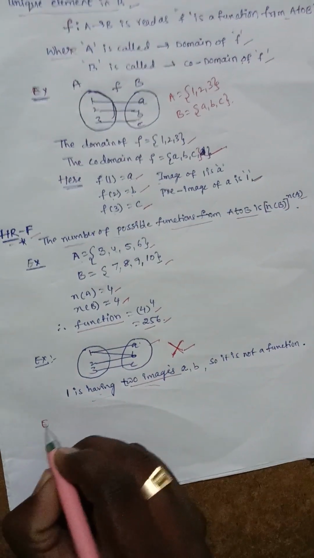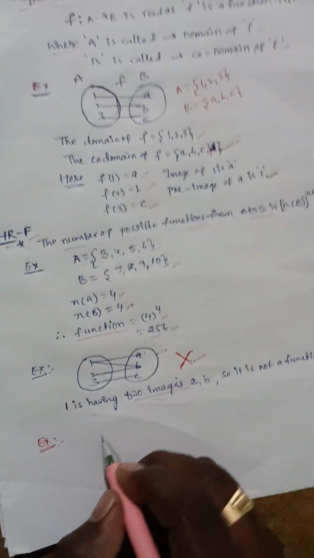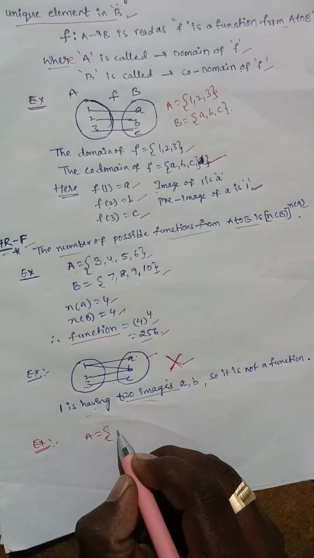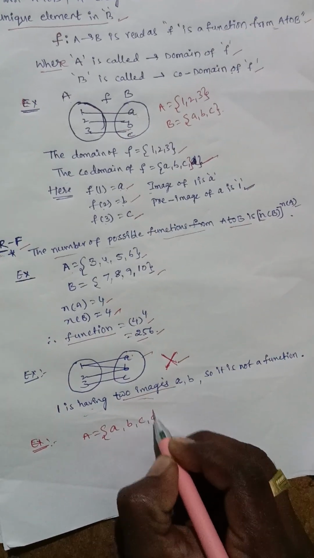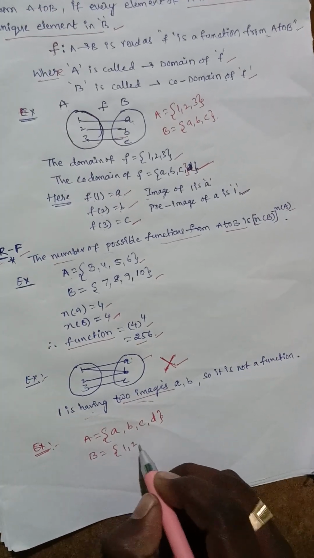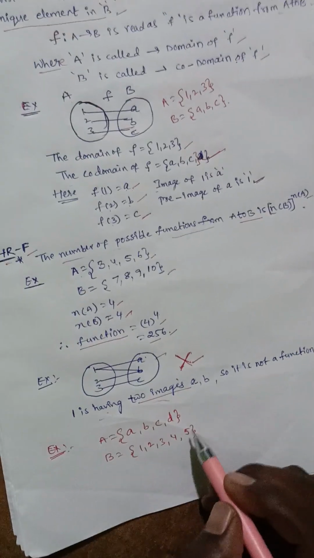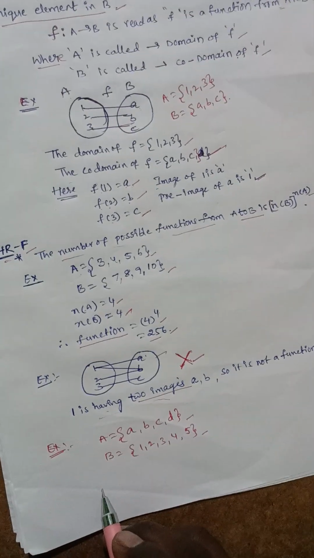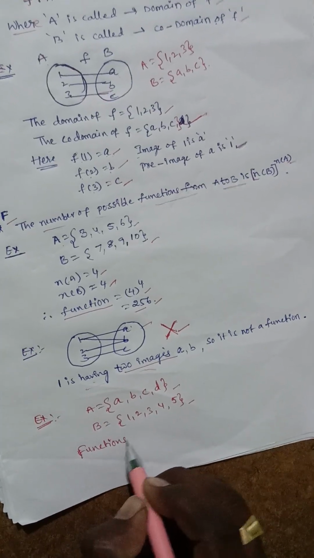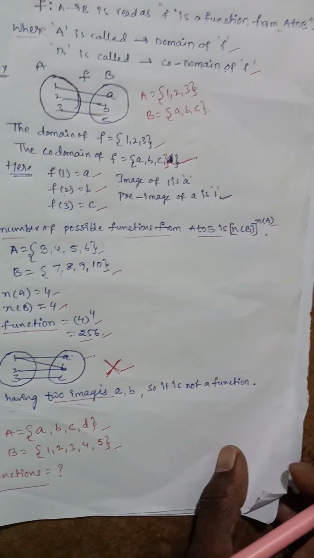One more example I can give. Dear students, you tell me the answer in the comments. I am given that A is equal to a, b, c, d and B is equal to 1, 2, 3, 4, 5. Now we have to find the number of possible functions. What is the answer? Now comment and tell me that answer.